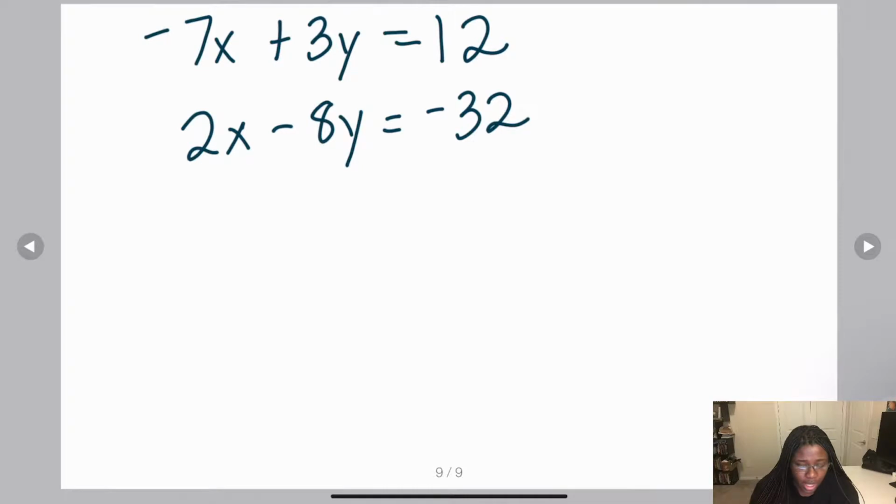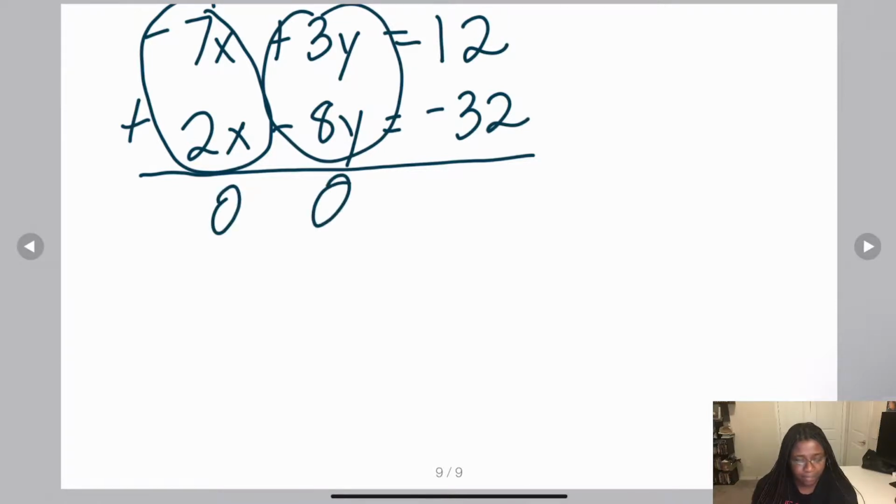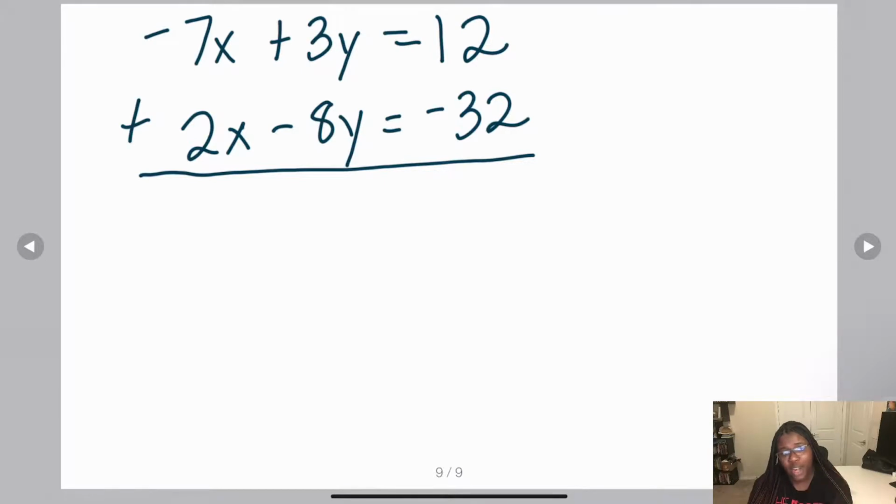So again, the goal is when you add down, you want either your x's or you want your y's to equal 0, right? Right now, -7 plus 2 is not 0. And 3 plus -8 is also not 0. But we can make them equal 0 as long as both of them are the same number, but one has to be negative.